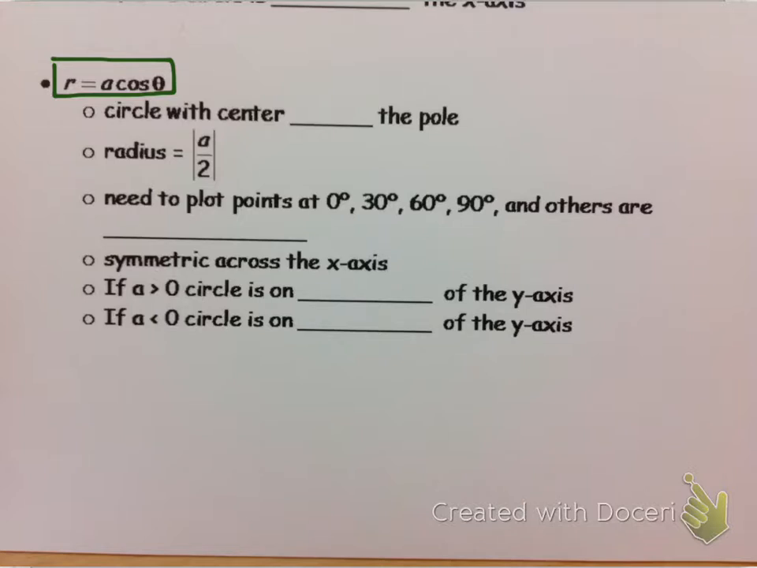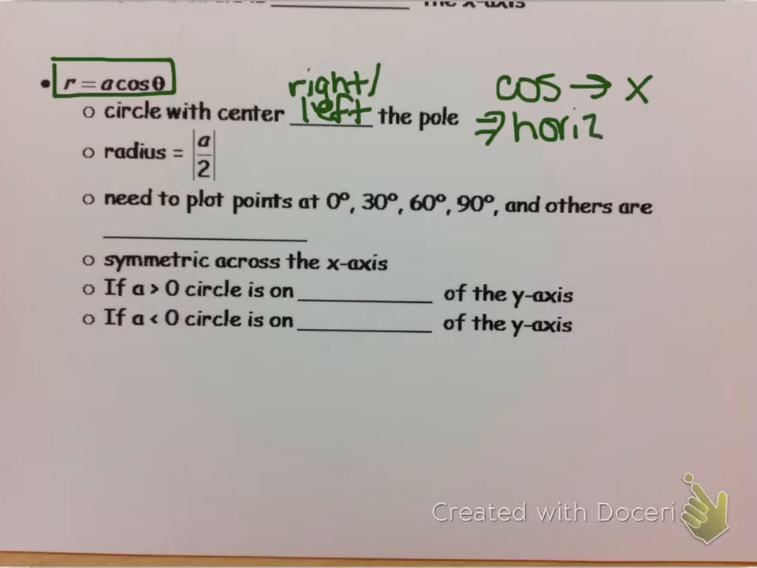And hopefully you're guessing that it's going to move right or left of the pole, because cosine is typically associated with the x variable, and so that means that we're going to be doing our horizontal shift. And it also means that we're going to be symmetric across the x-axis.